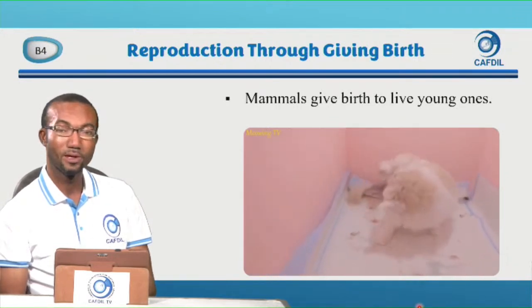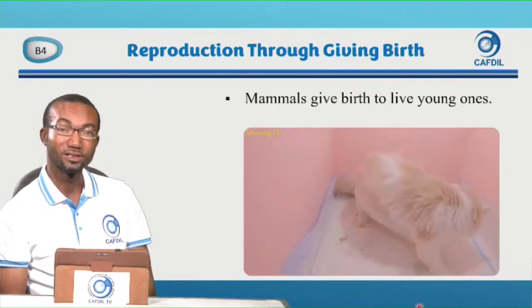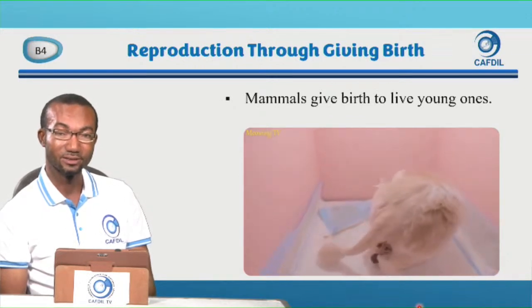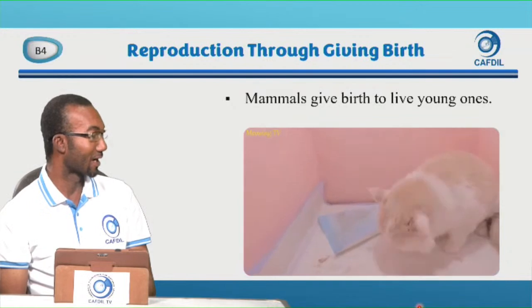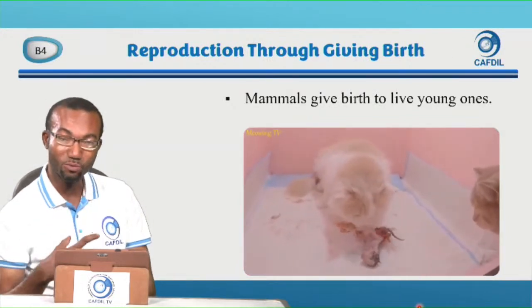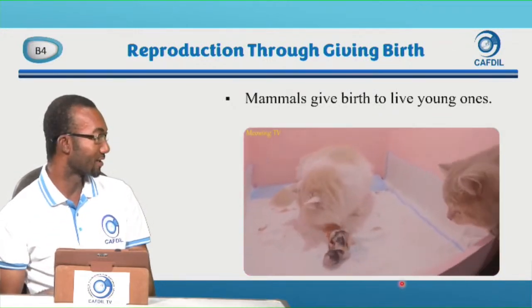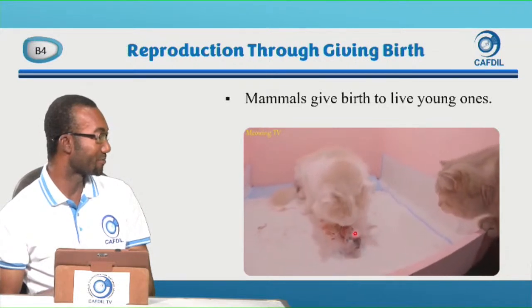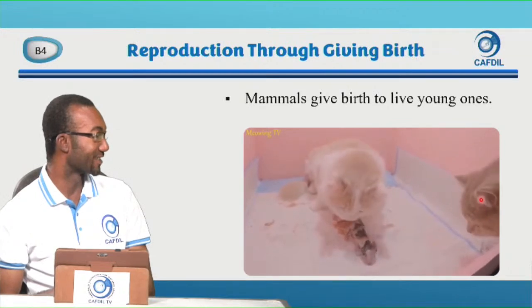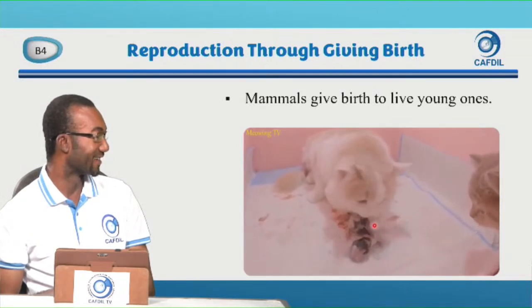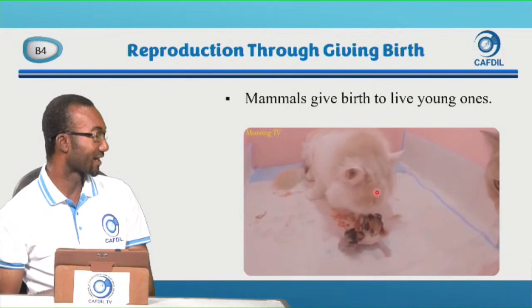So that is one of the life processes: reproduction. So either you come from an egg or you come from the womb of the mother. So you see, this cat has struggled and it has given birth. You see the father here. The father is happy. Yes, a son is born.